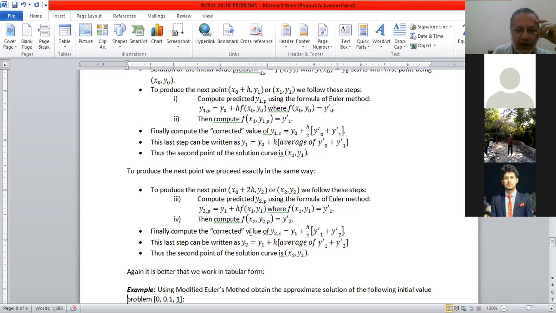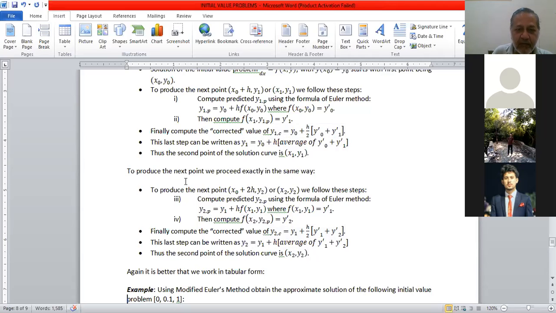Finally, compute the corrected value of y, and that involves this step. This is the additional step. Here, to develop a corrected value of y2, we take y1 plus h times the average values of y prime 1 and y prime 2 calculated here. So that gives us the next point on the solution curve, the approximate solution curve.